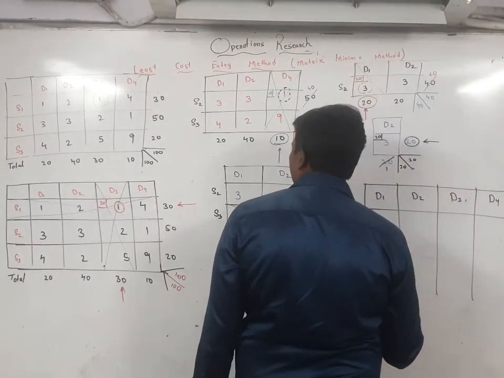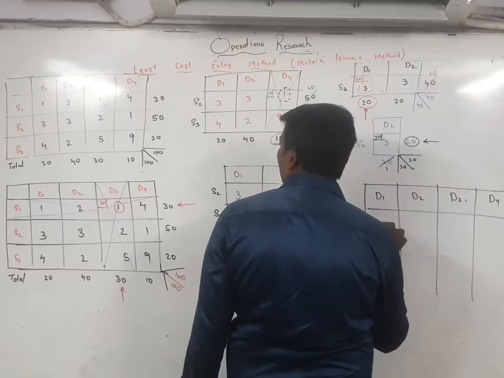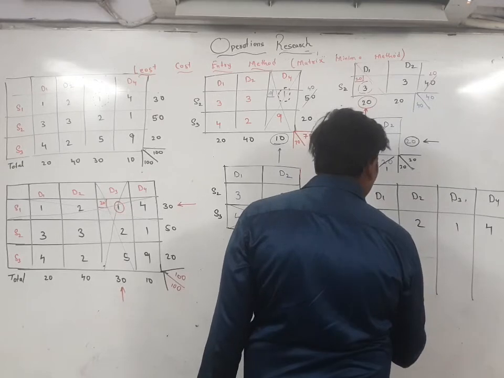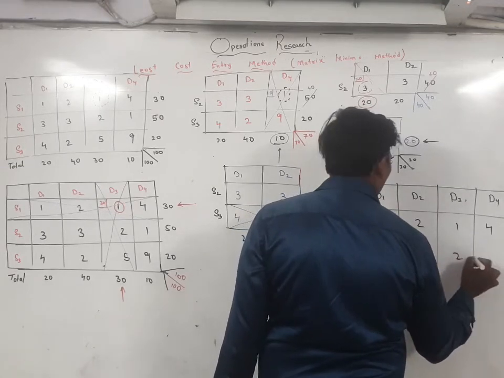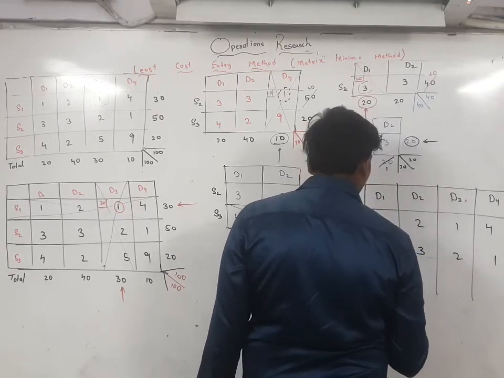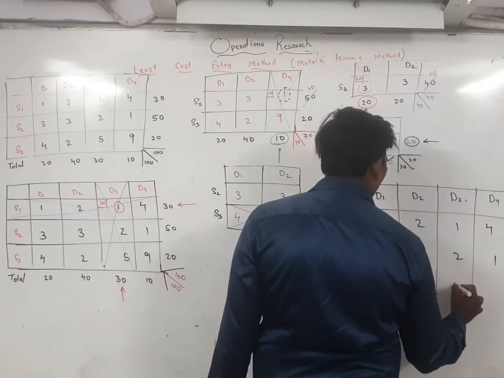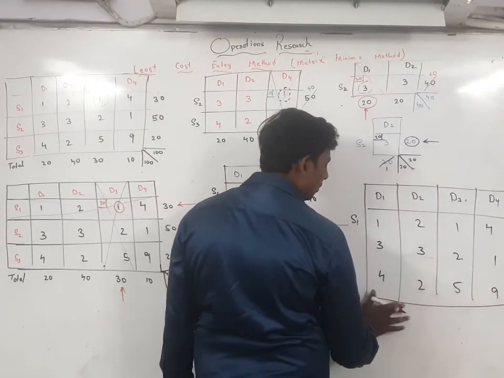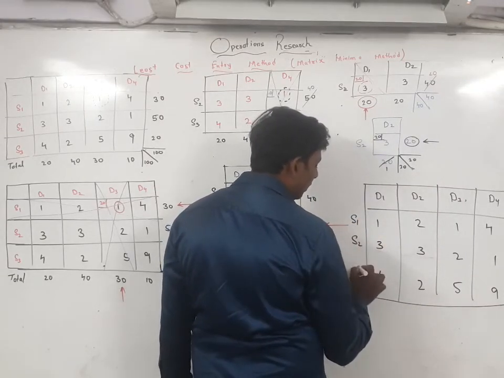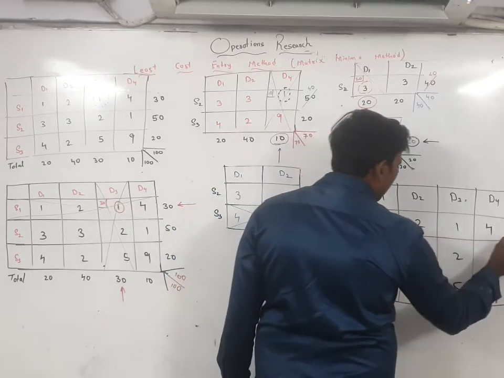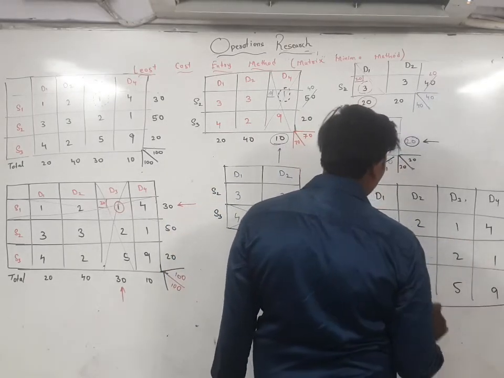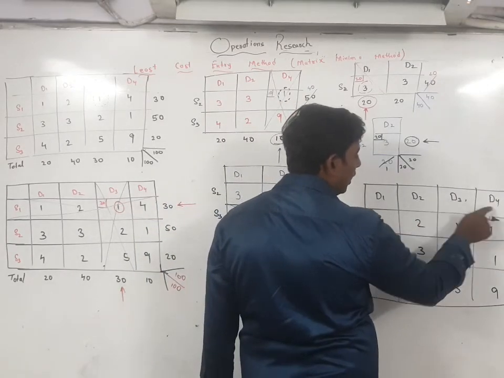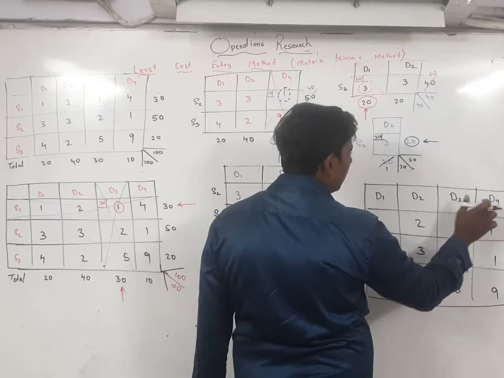In D1 what is the value? Here S1 is there, so what is the value? 1, 2, 1, 4. Next value is 3, 3, 2, 1. Next value is 4, 2, 5, 9. Like this you have to close the values. This is S2 and this one is S3. S1, S2 and S3. D1, D2, D3 and D4.